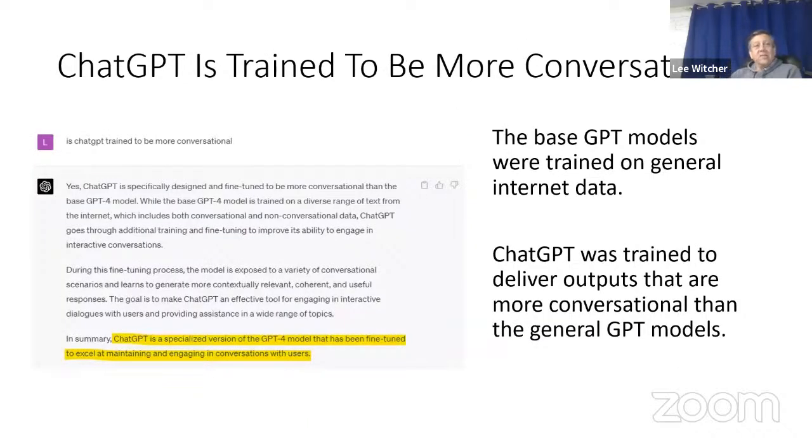Now, ChatGPT is a specialized version of these large language models because it was trained to be more conversational, whereas GPT in general are trained on a large corpus of internet documents. ChatGPT was trained on conversational documents, so it more closely mimics human conversational style. That's where we get better output from ChatGPT than other GPT models, because it is designed to be much more conversational.